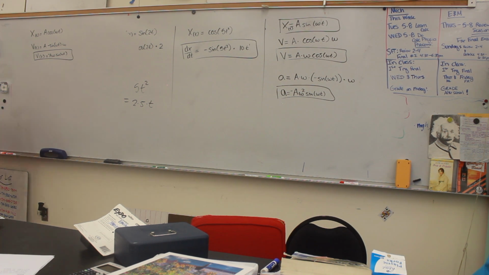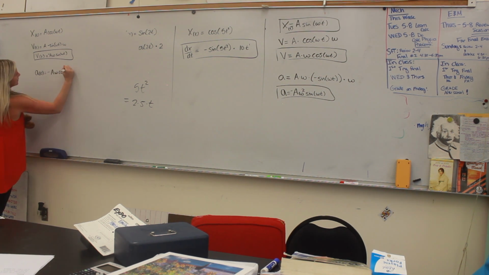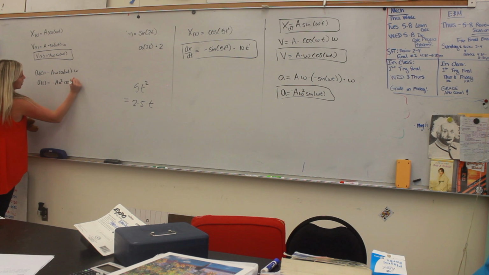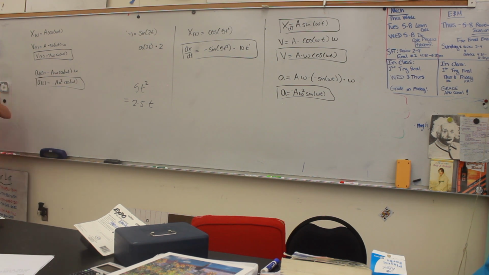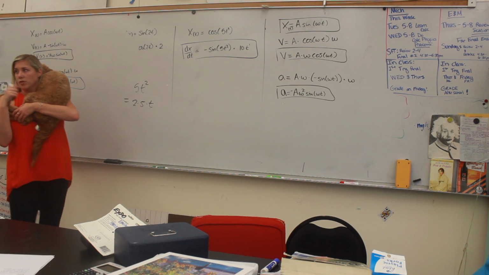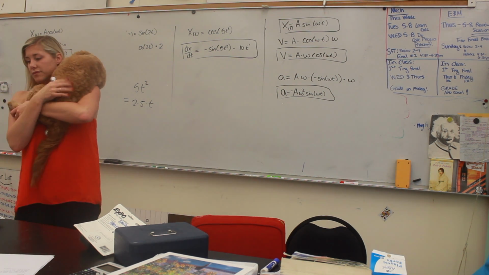Okay, so then a of t would be negative A omega cos omega t times omega. Cool? So you keep the negative. Because I didn't get another negative when I go from sine to cos. I only go from cos to sine.